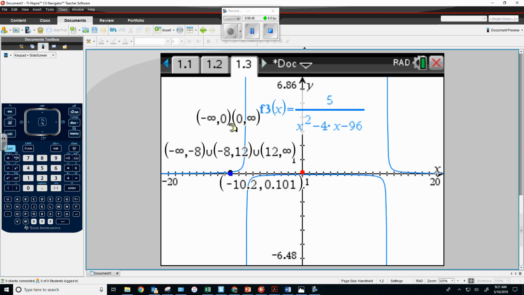Okay, and I also need that union symbol there, so I'll borrow it from here. And so this represents my range, and this represents my domain.